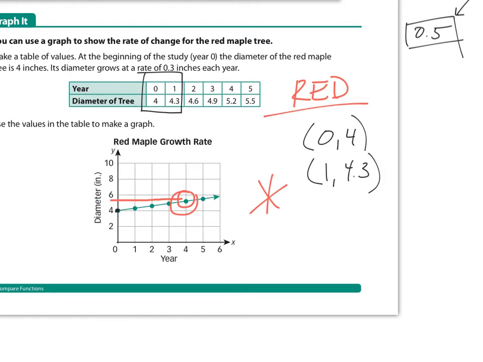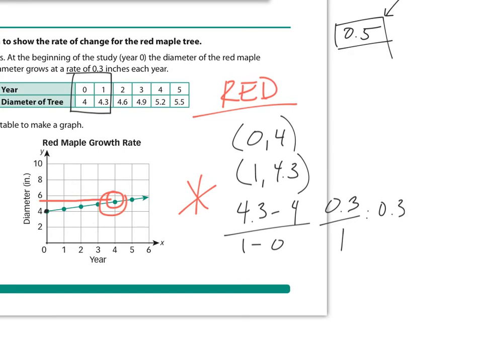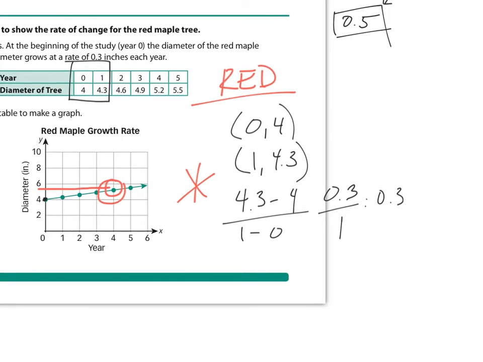Okay, sounds good. So again, y2 minus y1, 4.3 minus 4. x2 minus x1, 1 minus 0. This turns out to be 0.3 over 1. What's anything divided by 1? Well, just that thing, right? So this just turns out to be 0.3. All right, again, this is the red maple tree.